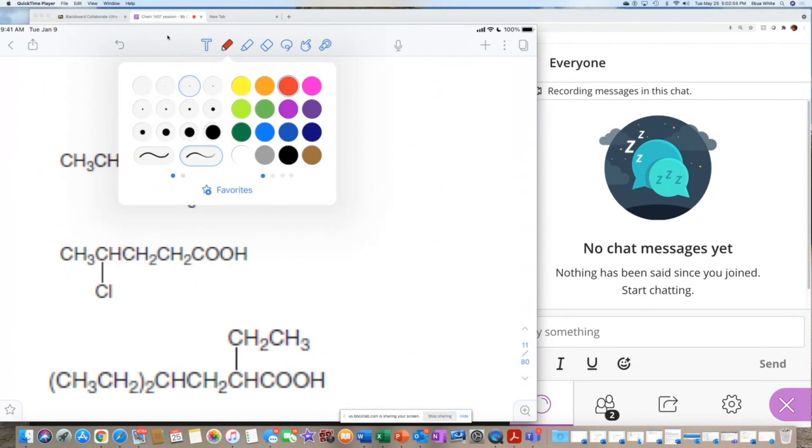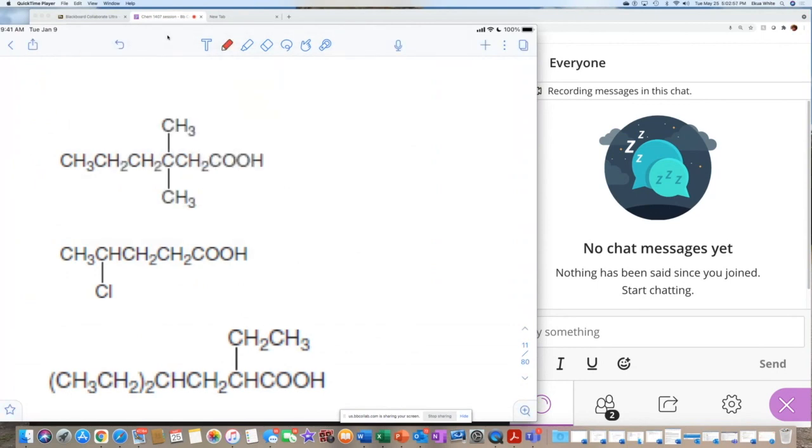Once again, in case you're wondering, I'm using an app, Notability. It is free. I don't get royalties for this. I like free things.